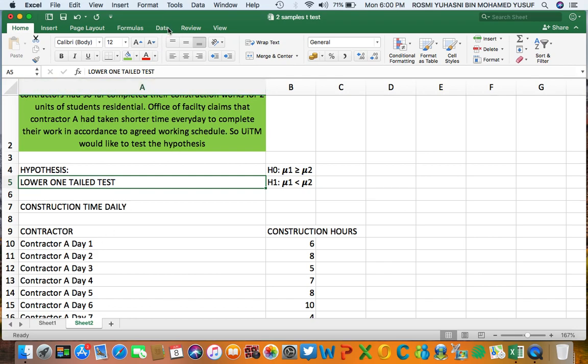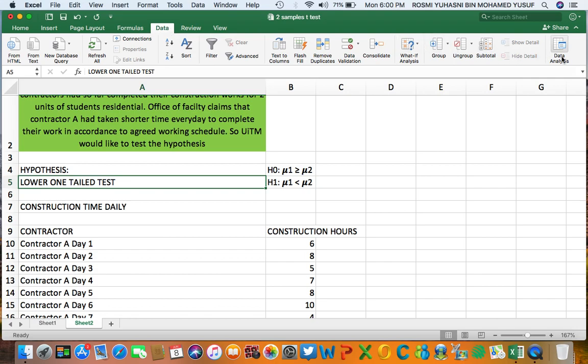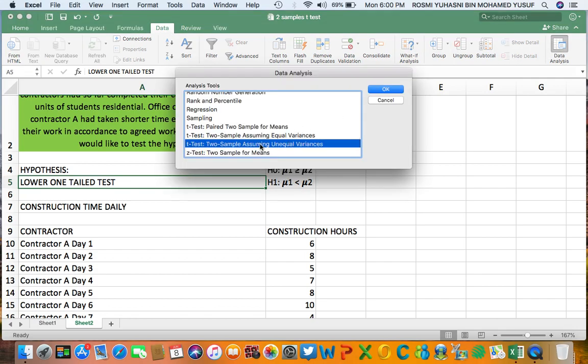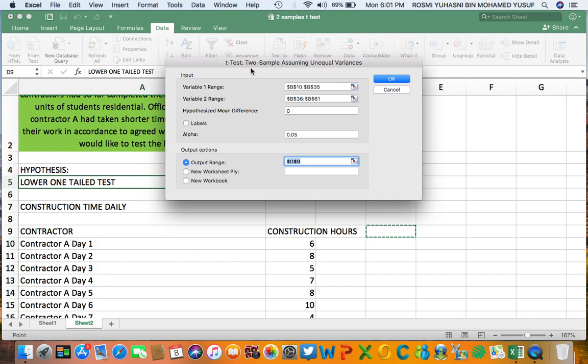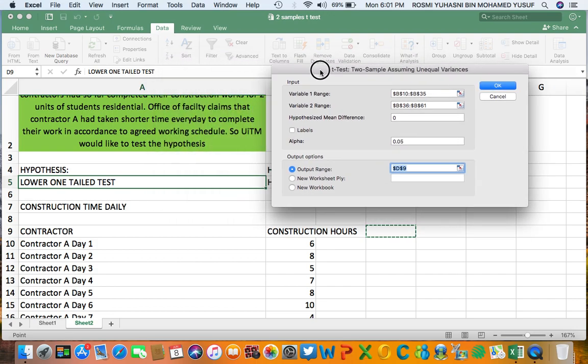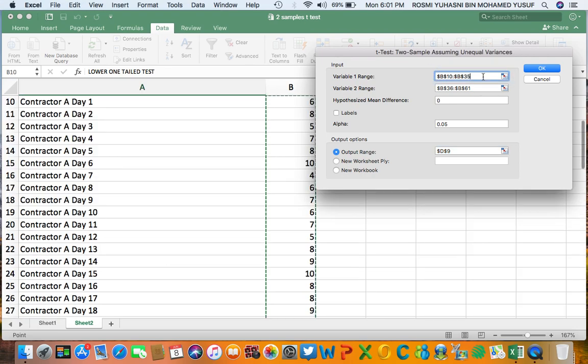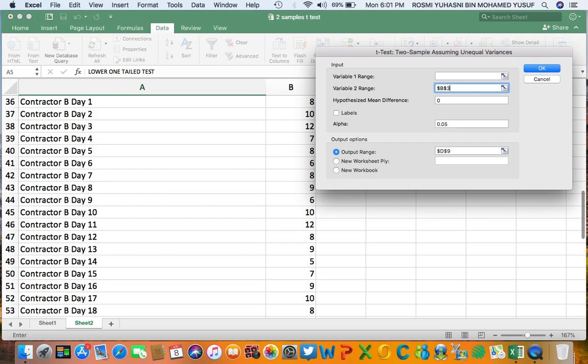You go to your data in the menu, select data analysis, and we will select t-test: two samples assuming unequal variances. This is the common test that you have to select every time you want to conduct your hypothesis test for two samples, which is two sample assuming unequal variances. So click OK. Over here, we have the input that you have to select.